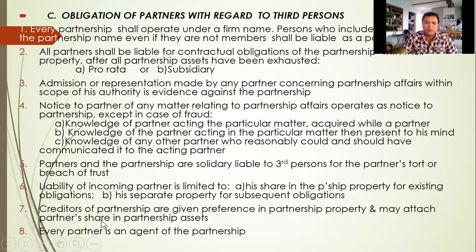Number 7, creditors of partnership are given preference in partnership property and may attach partners' share in partnership assets. So in the sharing of dissolution of property, the creditors are given preference. Number 8, every partner is an agent of the partnership. So all the partners are agents of the partnership. This is the mutual agency doctrine.